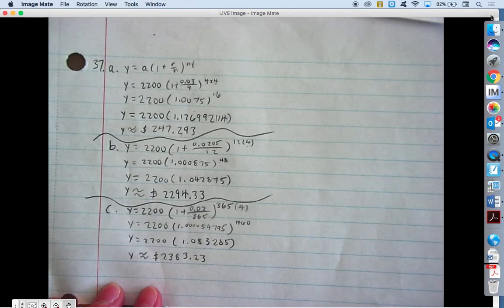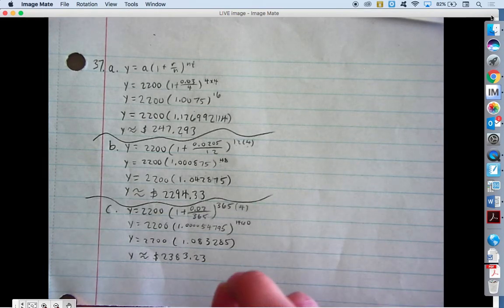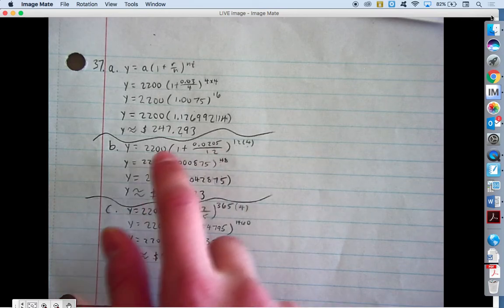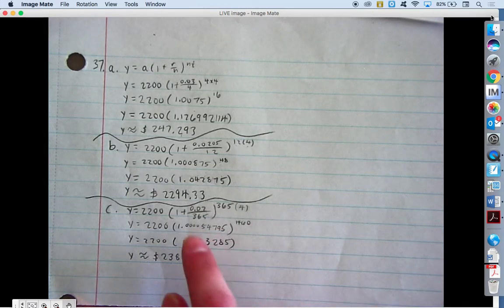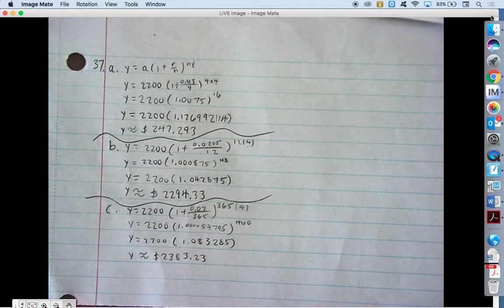And then for B, the account pays 2.25% annual interest compounded monthly. So you have to divide that by 12, and you plug everything in, and then you get $2,294. And for C, the account pays 4% yearly. So you multiply that by 365 because that's a year, and you get $2,383.23.